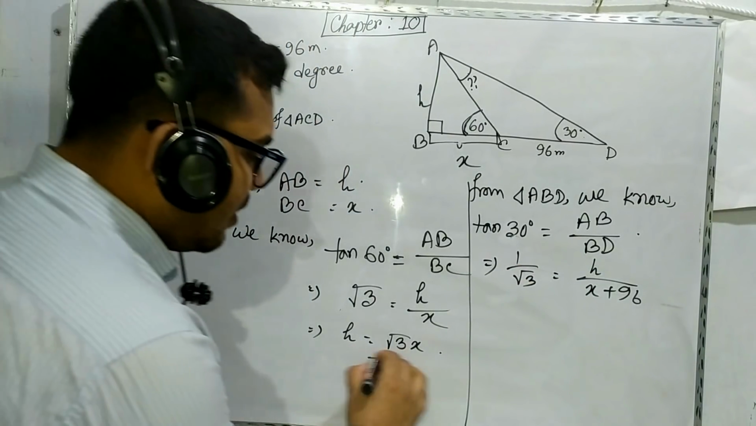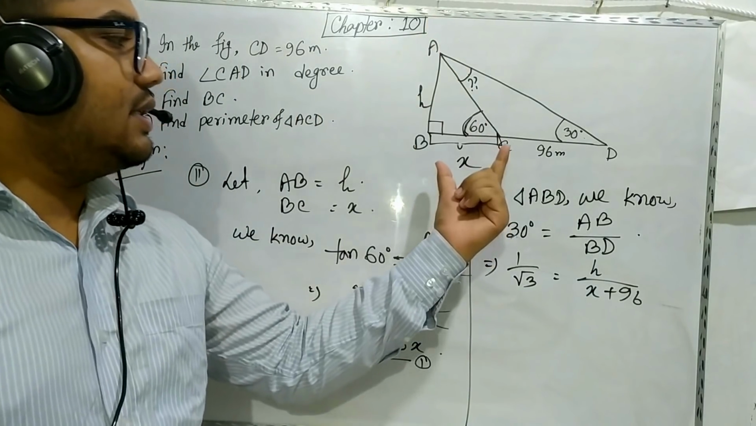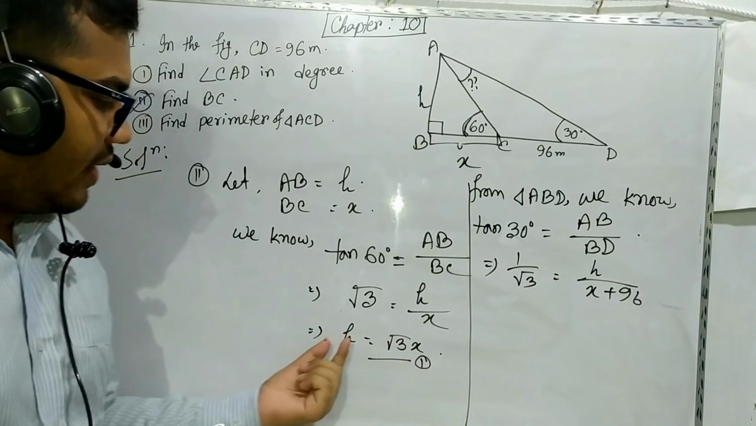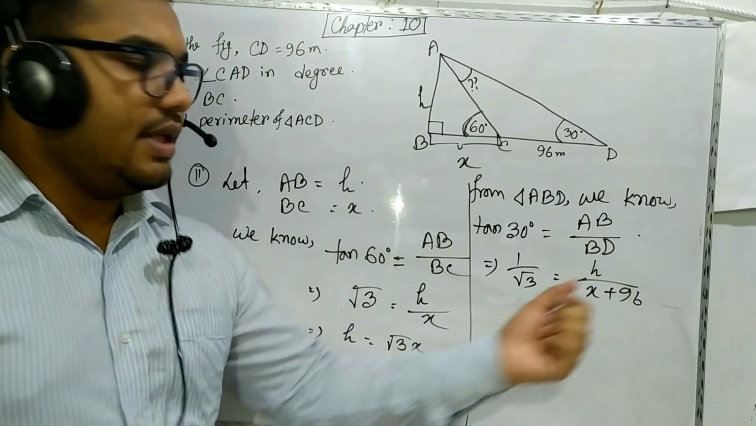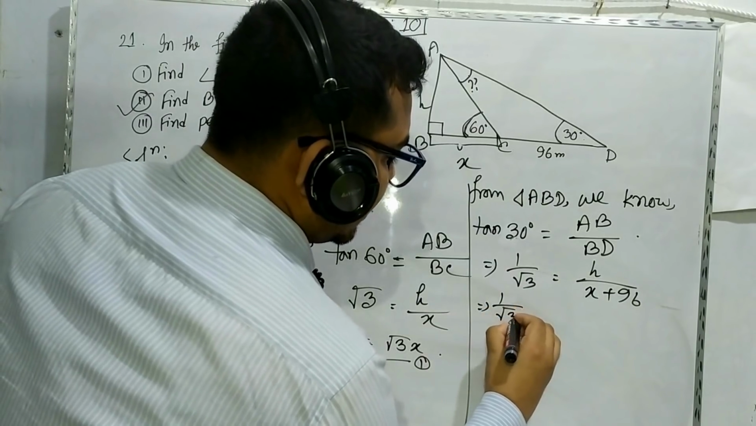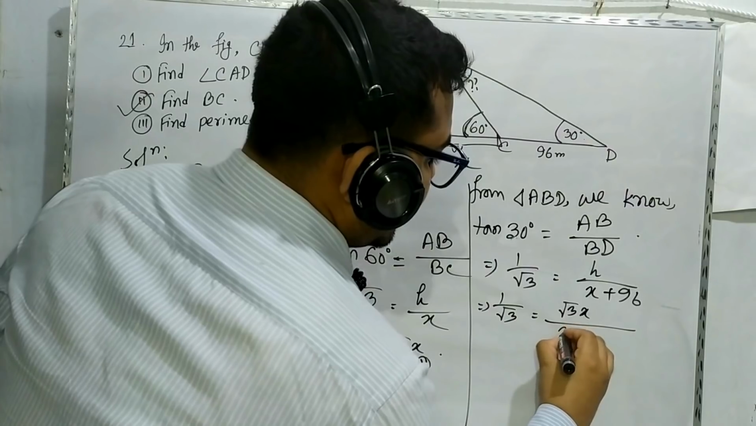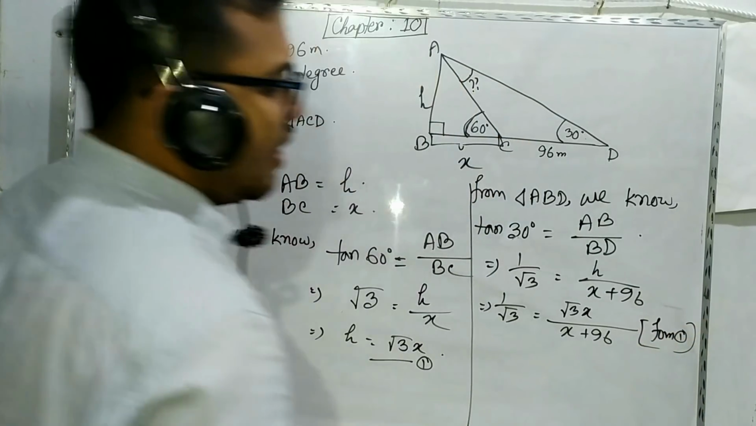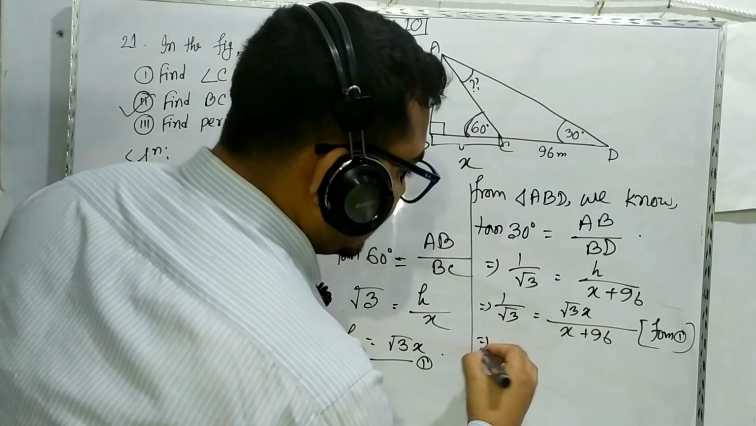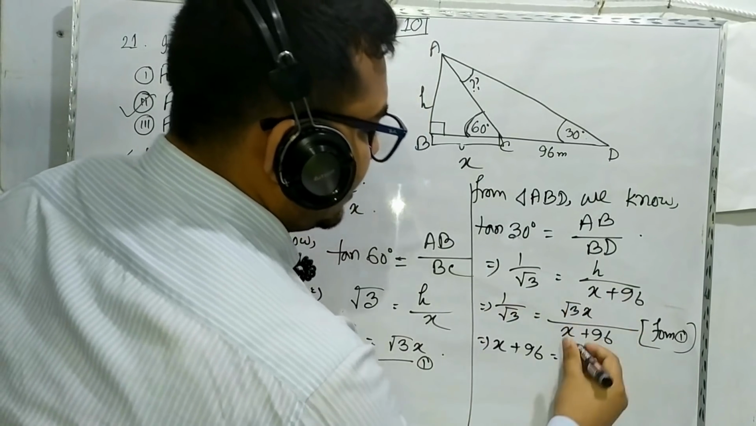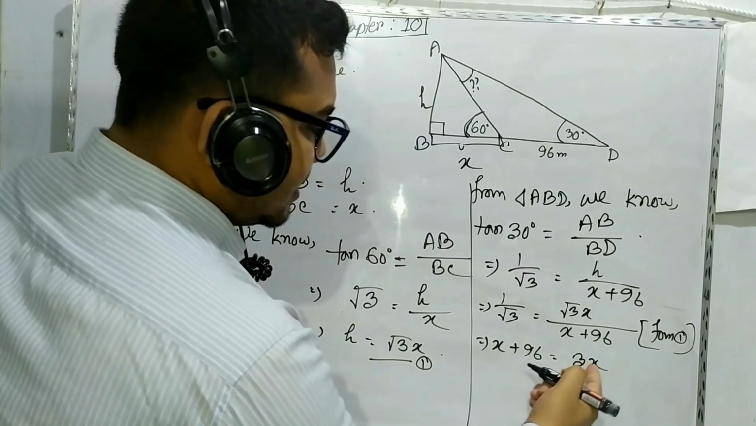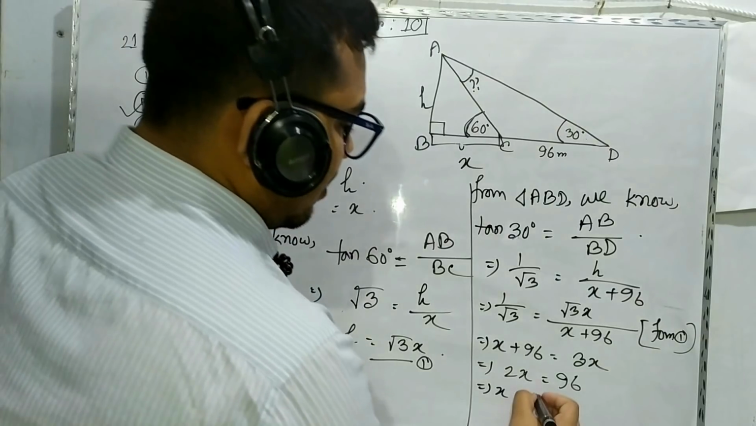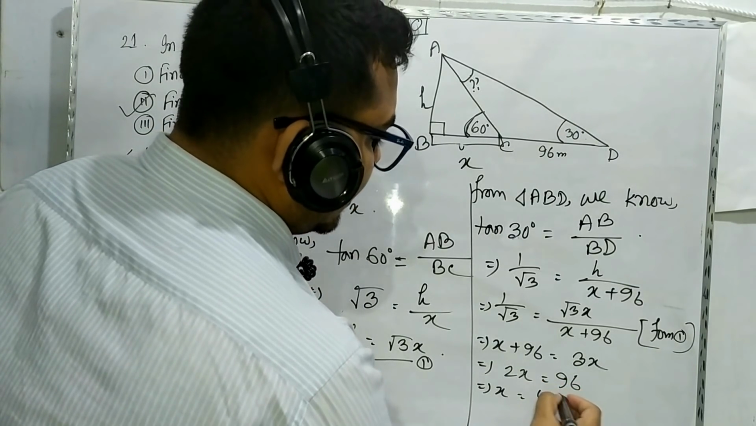And we know from the relationship of the other triangle that H equals root 3 into X. So putting the value of H in this part, we get 1 by root 3 equals root 3 X divided by X plus 96. How do we get here? From 1. Okay, just cross multiplication: 1 into this will be X plus 96, and root 3 into root 3 must be 3 into X. Then if it changes its side, it will be 2X equals 96, or X equals 48.